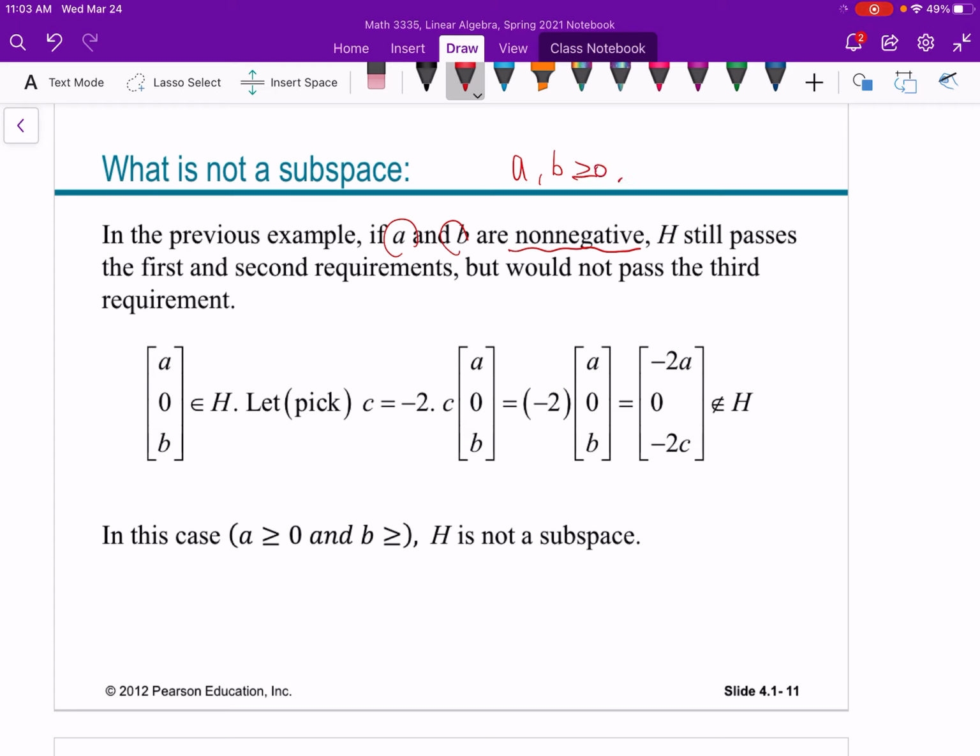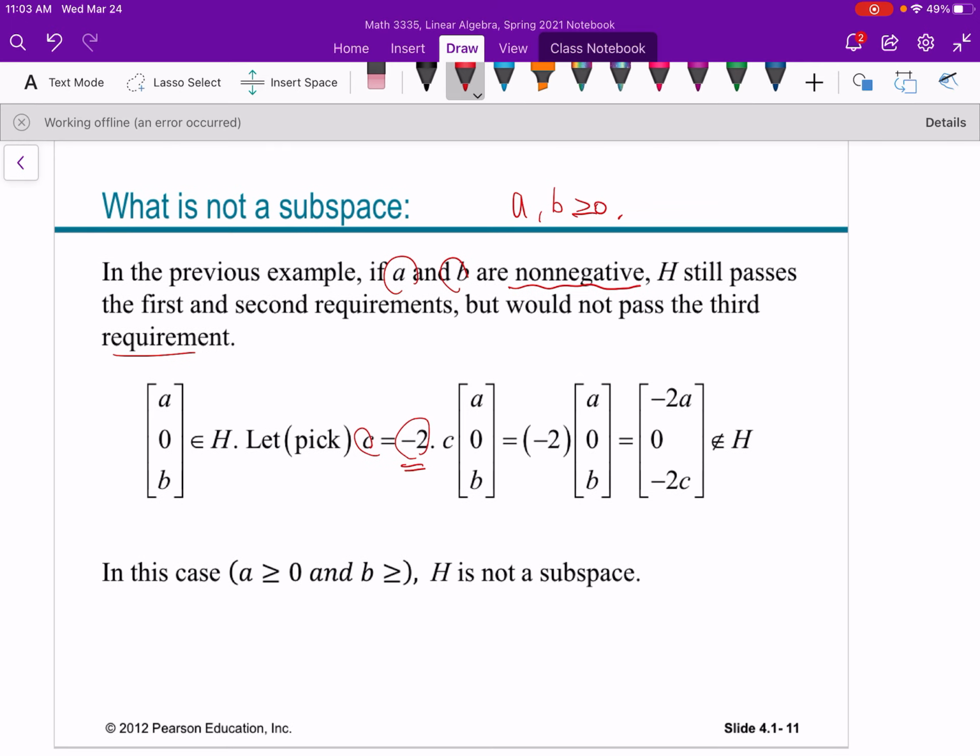Now this set H still passes the first and second requirements, meaning 0 still belongs there and it is still closed under addition. However, it will not pass the third requirement, multiplying by any constant. Now we use the constant negative 2. Remember, a and b are greater than or equal to 0. Multiply by negative 2, a scalar. The result is negative 2a. Since a is greater than or equal to 0, negative 2a is less than or equal to 0. Negative 2b is also less than or equal to 0.